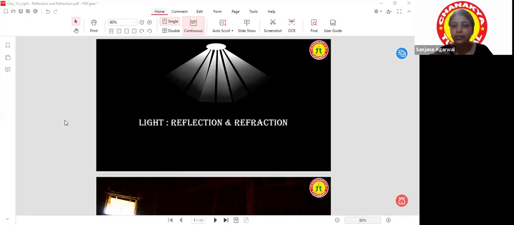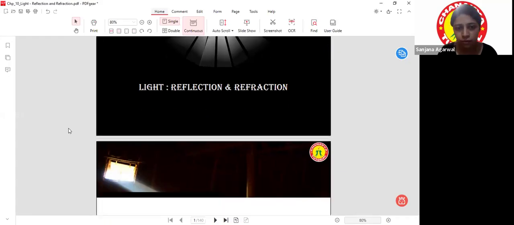Apart from this, light is a form of electromagnetic wave. It is a type of electromagnetic radiation. It travels in a straight line. This property of light is known as rectilinear propagation of light. Also, it does not require any medium to travel. It travels at the highest speed in vacuum, which is approximately 3 into 10 raised to the power 8 meters per second. Light is made up of tiny packets of energy called photons, and it also exhibits wave nature. So these are a few characteristics of light.